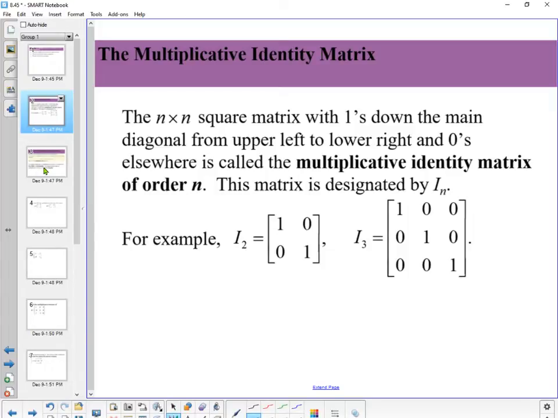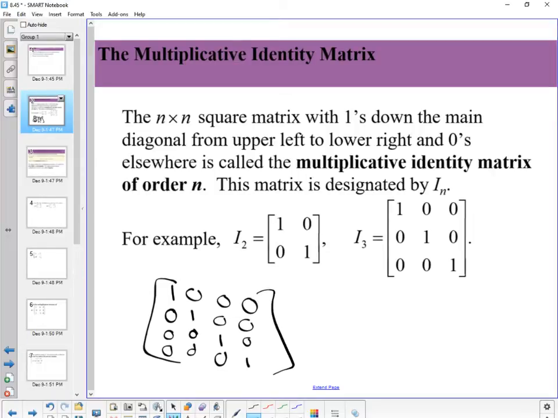What would the multiplicative one look like? Well, if it's a 4x4, then I would have 1, 0, 0, 0, 0, 1, 0, 0, 0, 0, 1, 0, 0, 0, 0, 1. So this is not the hard part. I can find the multiplicative identity matrix of order n. This is the 4x4, that's a 3x3, that's a 2x2. And when you multiply, it has to be like how we did before, right? Rows, columns, correct. So we probably won't do a lot of those.